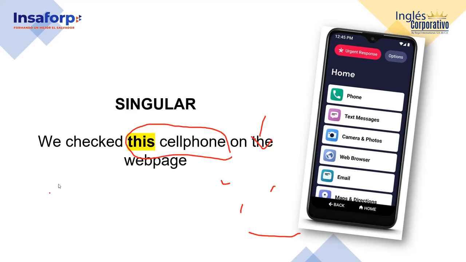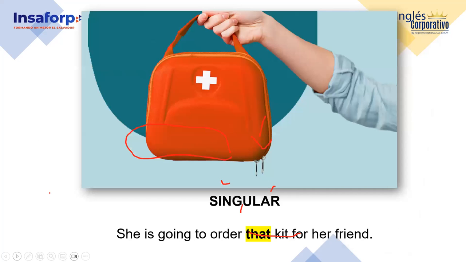Next example, not exercise. This is a kit, right? This is a kit. Pero usted no es esta persona. Alguien está allá lejos. Y se la está enseñando a usted porque usted quiere comprarlo y allá está la persona mostrándola.